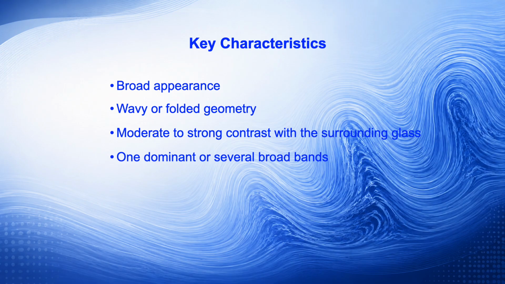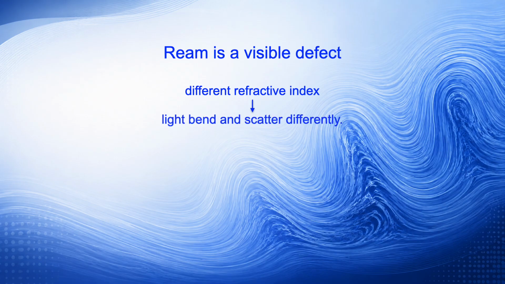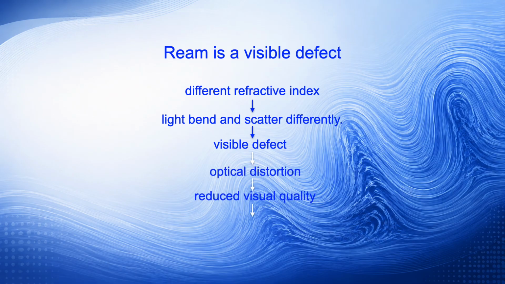by furnace convection currents. A ream becomes visible because its composition differs from that of the surrounding glass, giving it a slightly different refractive index. This refractive index difference causes light to bend and scatter differently as it passes through the affected region. The result is optical distortion, reduced visual quality, and an increased risk of product rejection.